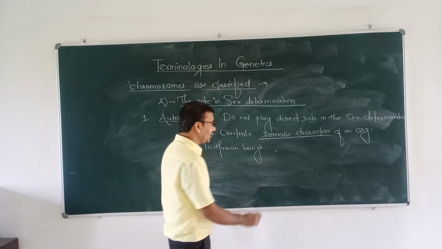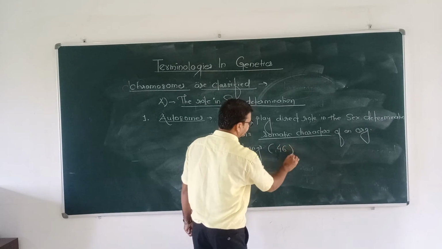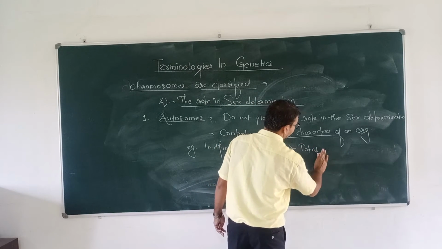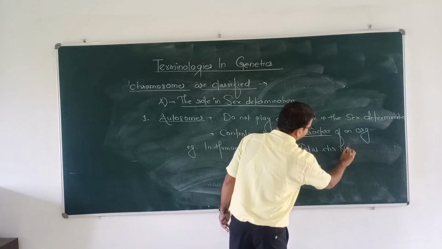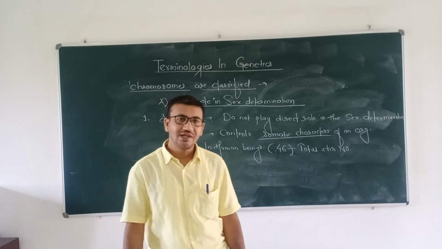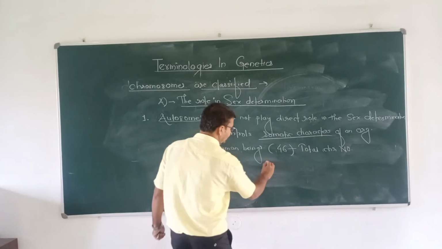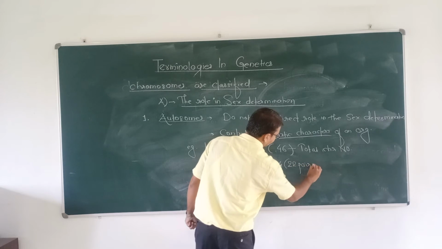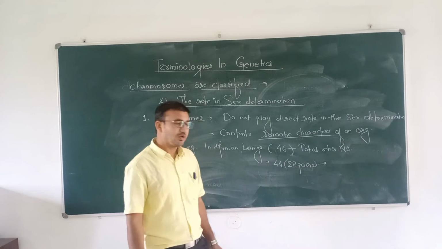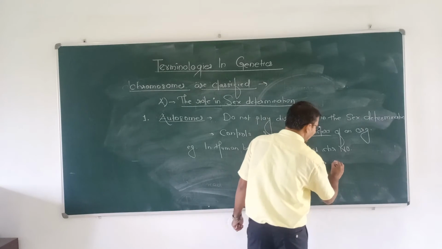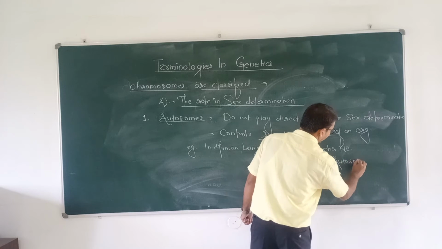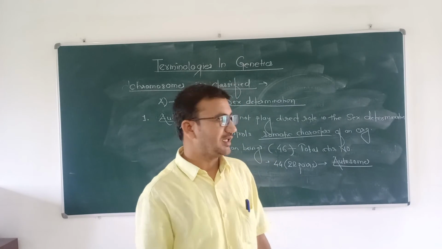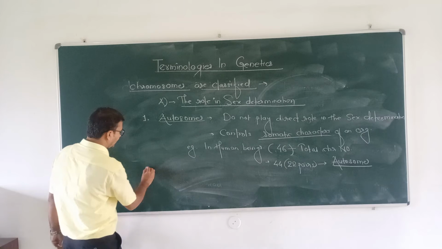ह्यूमन बींग्स में जो टोटल क्रोमोसोम नंबर है वो है 46। So total chromosome number in the human beings is 46, of which 44 or 22 pairs are called as autosomes, and these autosomes play important role in the control of somatic characters.